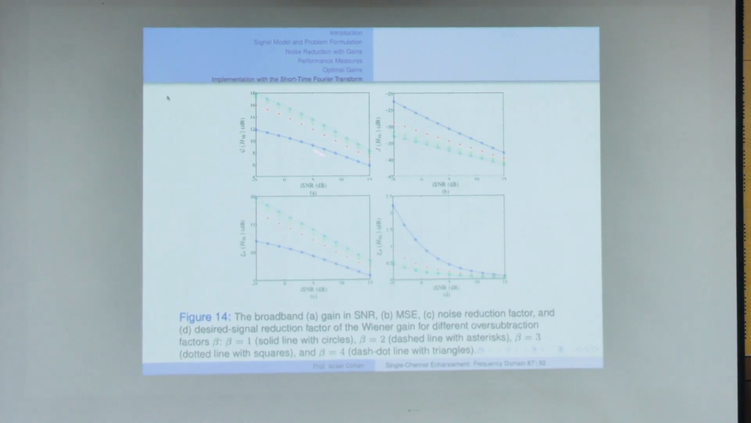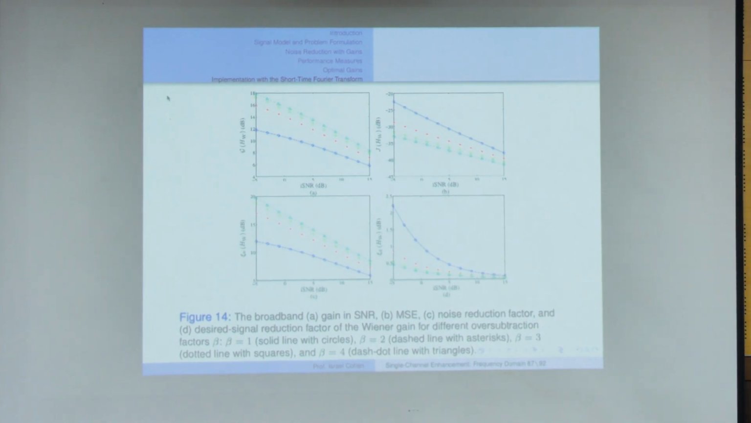So the blue line is with beta equals 1. This is red, beta equals 2, and then 3 and 4. So you see for a given input SNR, as we increase beta, what will happen? More noise reduction. The noise reduction factor increases, which means that we suppress more noise. And the output SNR, the gain in SNR, will also be higher because we suppress more noise.